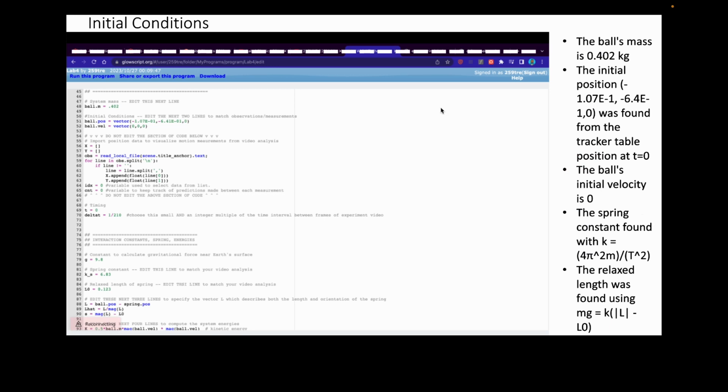Pretty self-explanatory. Now, the initial conditions in the GlowScript were found. The ball's mass was 0.402 kilograms, which is found in the video lecture. The initial position was found in tracker at t equals 0. The ball's initial velocity was 0 because it started from rest. The spring constant was found using the equation k equals 4 pi squared m over the period squared. And the relaxed length was found using the equation that the force of gravity equals the force of the spring.